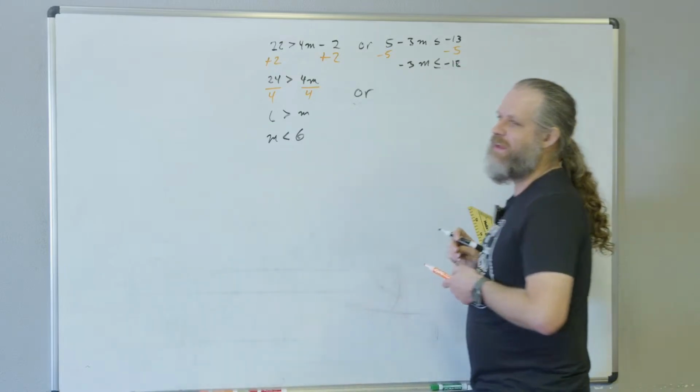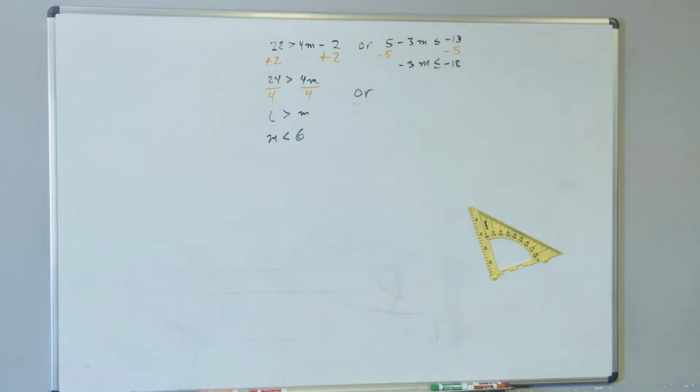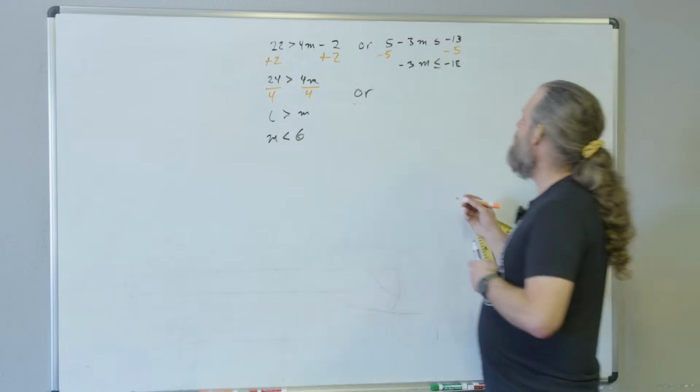I know I am, thanks. Now what? No, we don't divide by 3. That's a lie. Divide by -3.